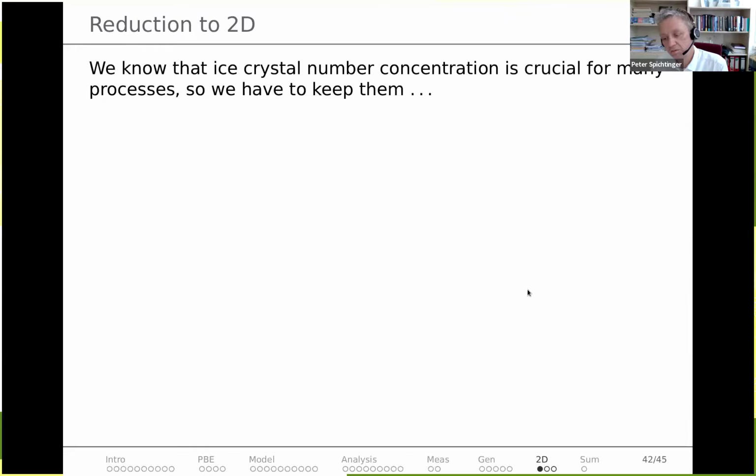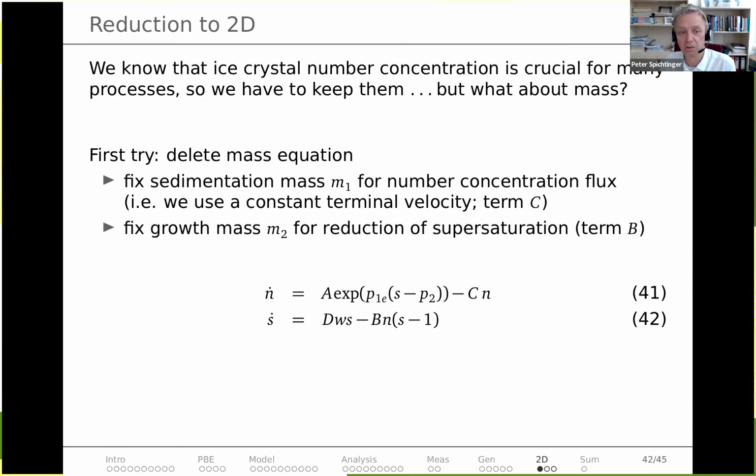And then you can ask the question, well, 3D maybe is too complicated. Maybe 2D is better if you think about simple systems. We know that ice crystal number concentration is crucial for these ice processes, so we have to keep them. But what about the mass? Do we really need the mass? It sounds a bit weird, right? I mean, we are talking about clouds, and now I'm suggesting just leaving out the mass, just thinking about the number concentration. But we can try.